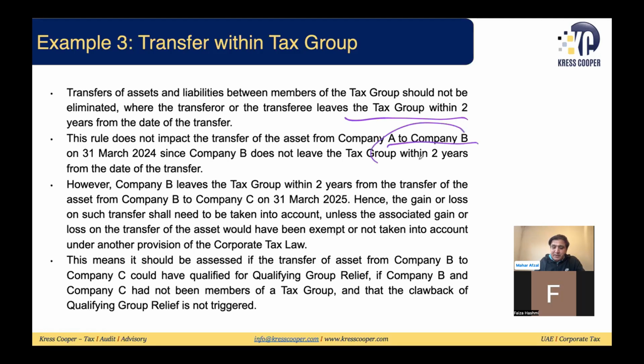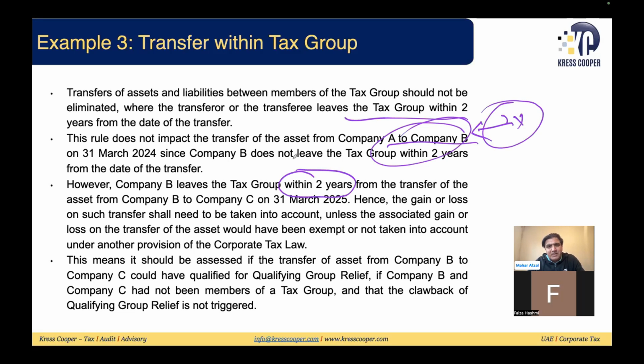Yes, A to B doesn't affect because these 2 years have already passed. We have already discussed. However, B leaves the tax group within 2 years. B is leaving the tax group within 2 years from the transfer of the asset from B to C on 31st March 2025. Hence, the gain and loss on such transfer shall need to be taken into account unless the associated gain and loss would have been exempt or not taken into account under any other provision of the law.